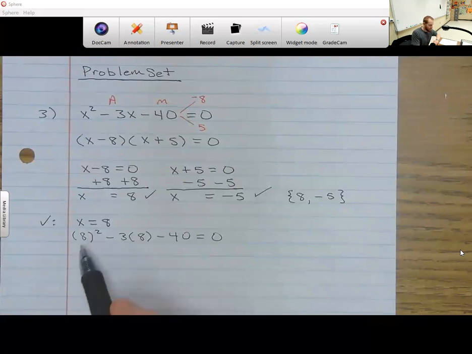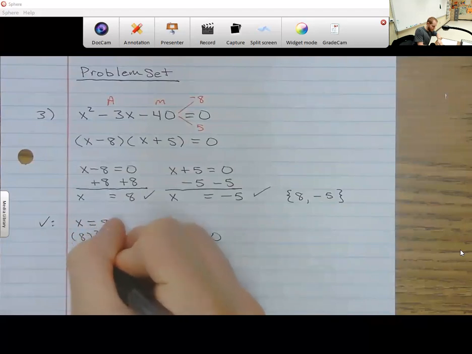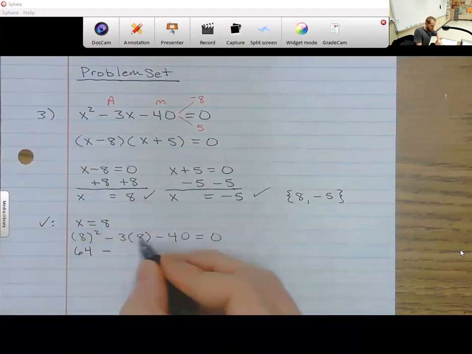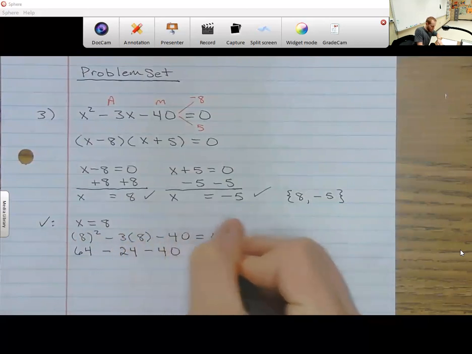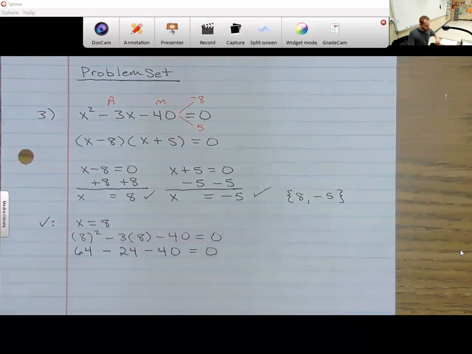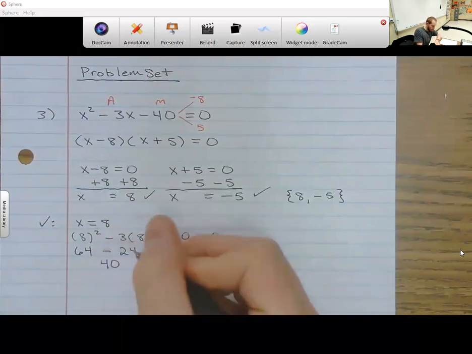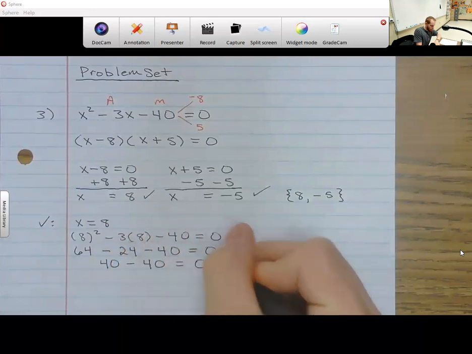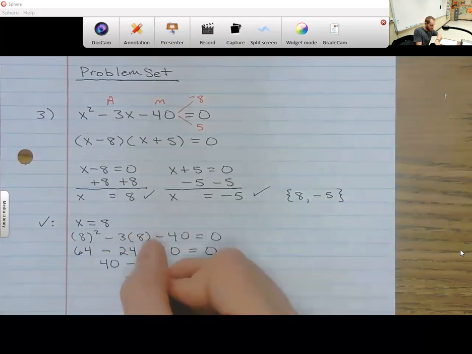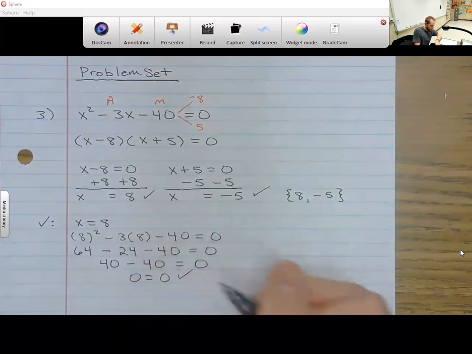So 8 squared, that's 8 times 8. That's going to give me 64, right? Minus 3 times 8, that's 24. Minus 40 equals 0. So now I take the first two numbers and I put those together, 64 minus 24 is going to give me a positive 40. So these two are going to give me a 40. I bring down my negative 40 that was over here. I should equal 0. And then 40 minus 40 is 0. So I know I got it right.